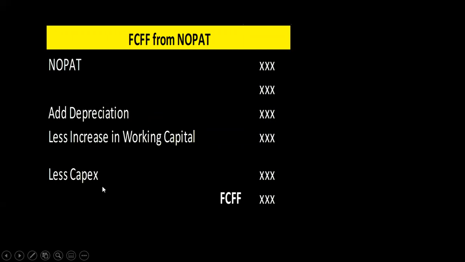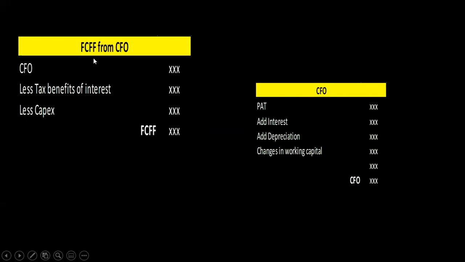Okay. Now we'll see FCFF can also be calculated from cash flow from operation. CFO is a GAAP number. You always see that in the cash flow statement given in the annual report, and we can derive FCFF from CFO. In the process, we also understand that CFO is not FCFF. So what is the difference? The difference is CFO less tax benefits of interest, less CAPEX is FCFF.